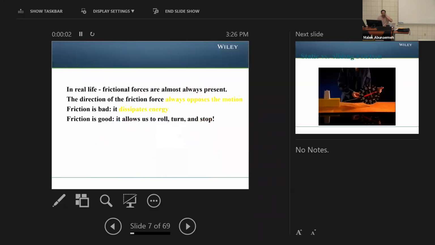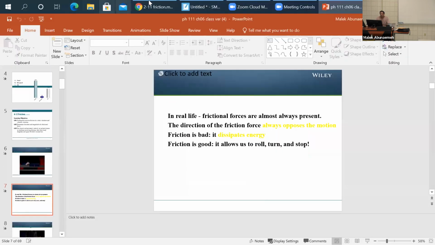In real life, frictional forces are almost always present. Now, the direction of frictional force always opposes the motion. Sometimes friction is bad because it dissipates energy, but it's good because it allows us to roll, jump, turn, and stop. All right, now let's go ahead and look at the other one.